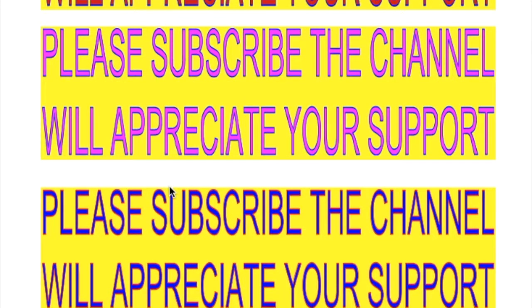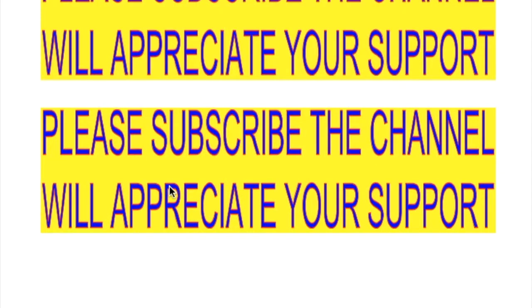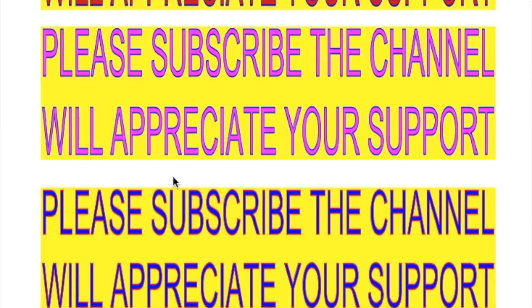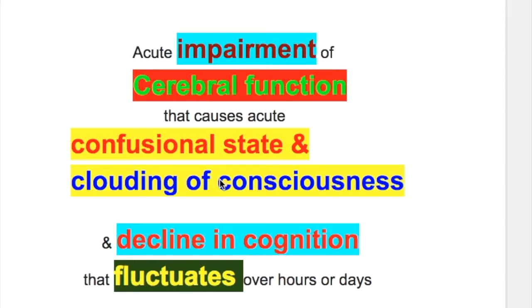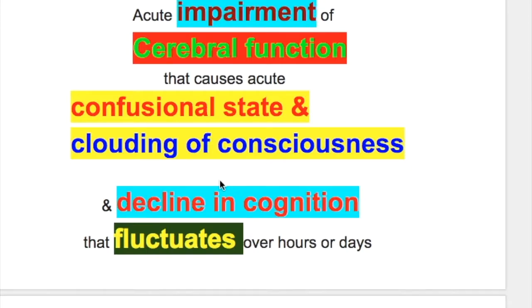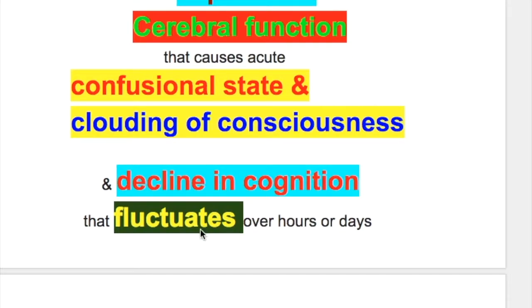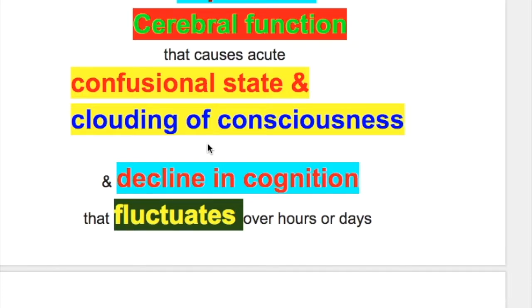In this video, we'll discuss pathology of delirium and laboratory and diagnostic evaluation of delirium. So what's delirium? Delirium is an acute impairment of cerebral function that causes acute confusional state, clouding of consciousness, and decline in cognition. So impairment of cerebral function, confusional state, clouding of consciousness, and decline in cognition.